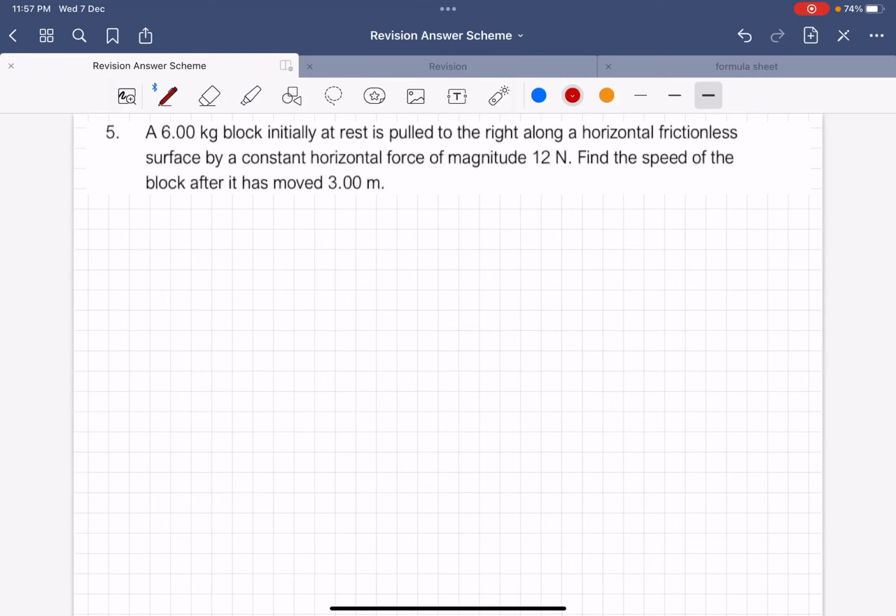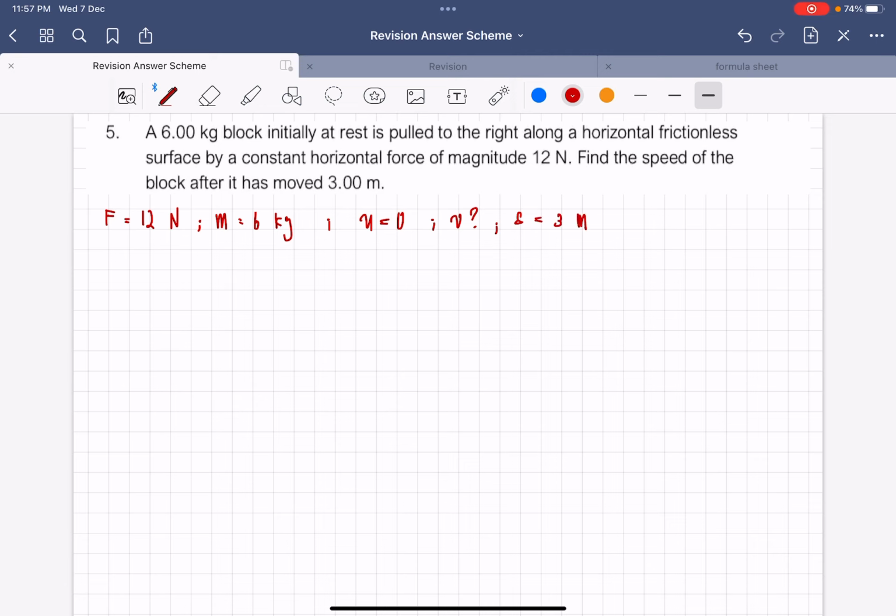Question number 5, we have a 6 kilogram block initially at rest, and then it is pulled to the right along a frictionless surface by a constant horizontal force of 12 Newton. So force is given as 12 Newton, mass is 6 kilogram, and initially at rest, so u equal to 0. Then we have to find v after it has moved for 3 meters. So it has moved 3 meters, so that is s.